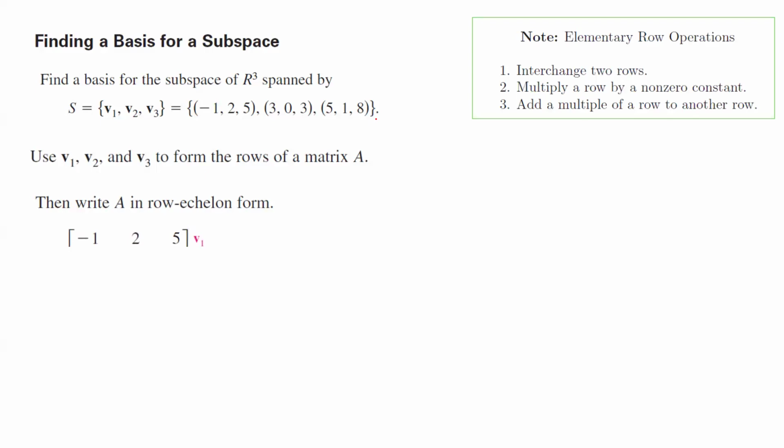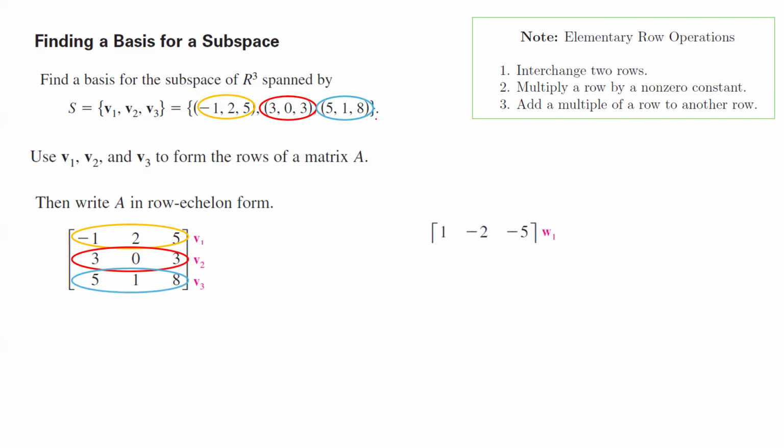Take a look. The very first vector is negative 1, 2, 5. It forms the very first row of your matrix. The second vector is 3, 0, 3, which forms the second row of the matrix. The third vector is 5, 1, 8, which forms the third row of your matrix. Now apply elementary row operations to convert this into row echelon form. It becomes 1, negative 2, negative 5; 0, 1, 3; 0, 0, 0.